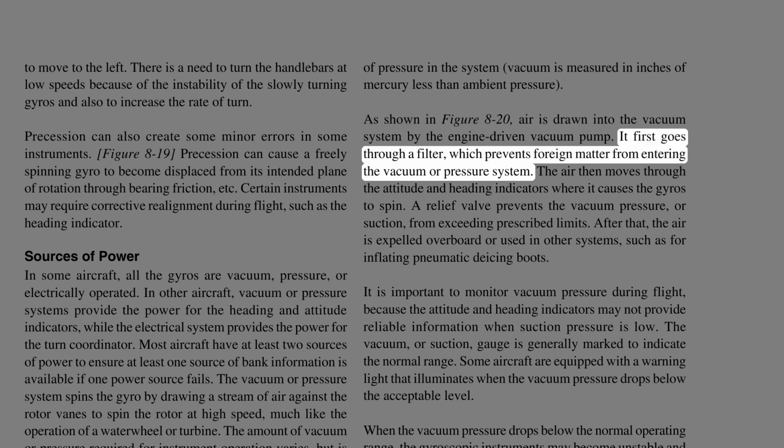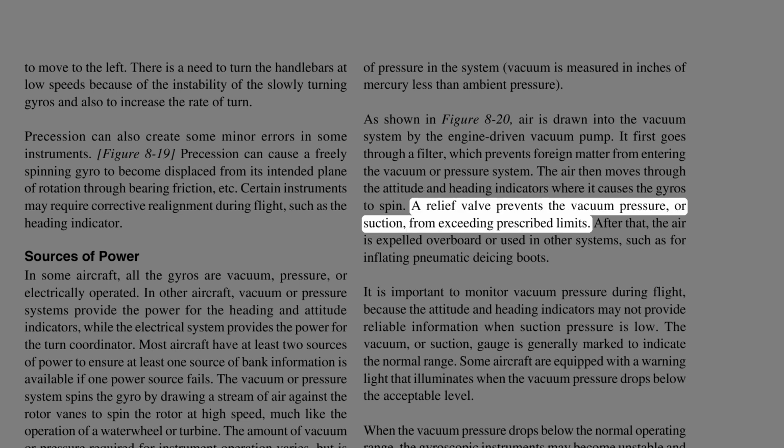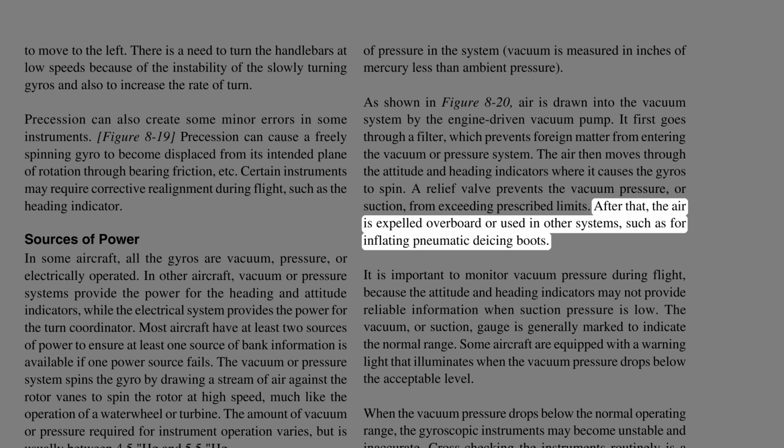It first goes through a filter, which prevents foreign matter from entering the vacuum or pressure system. The air then moves through the attitude and heading indicators where it causes the gyros to spin. A relief valve prevents the vacuum pressure, or suction, from exceeding prescribed limits. After that, the air is expelled overboard or used in other systems, such as for inflating pneumatic de-icing boots.